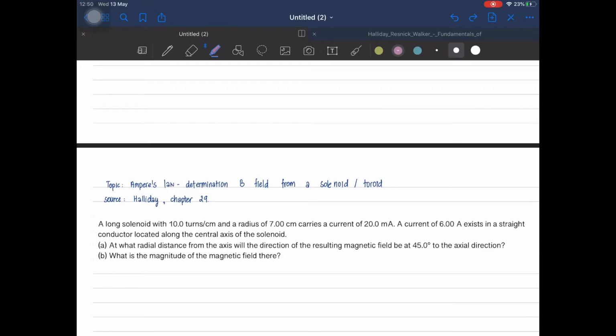Hi! Today I am going to cover the topic of Ampere's law to determine the magnetic field from a solenoid or a toroid, but in this case I'm going to talk about the solenoid only.